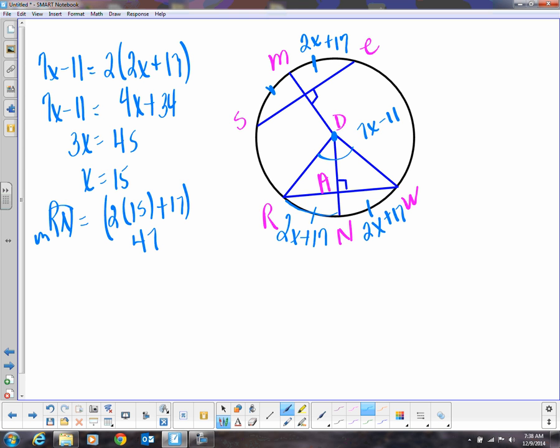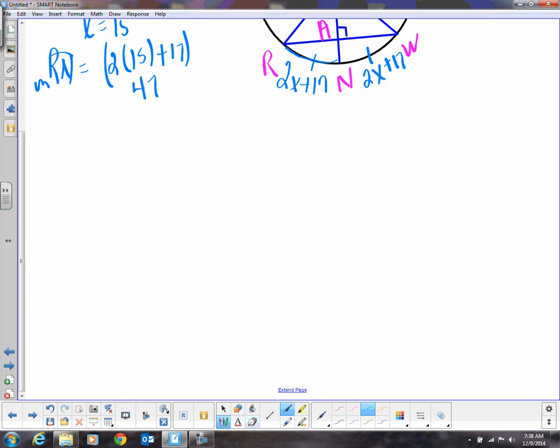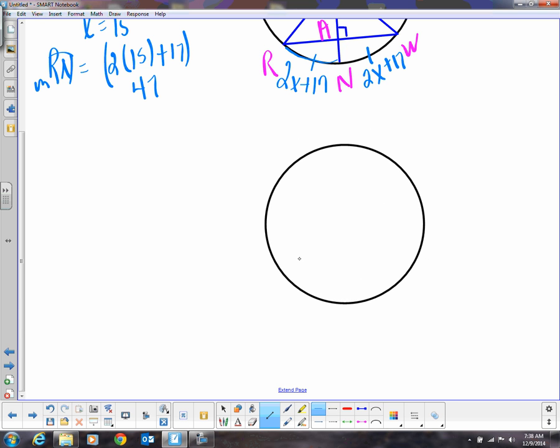Next question. Anything? Okay. 16 is a different one. So you've got these chords inside this circle, correct? Not on the center.